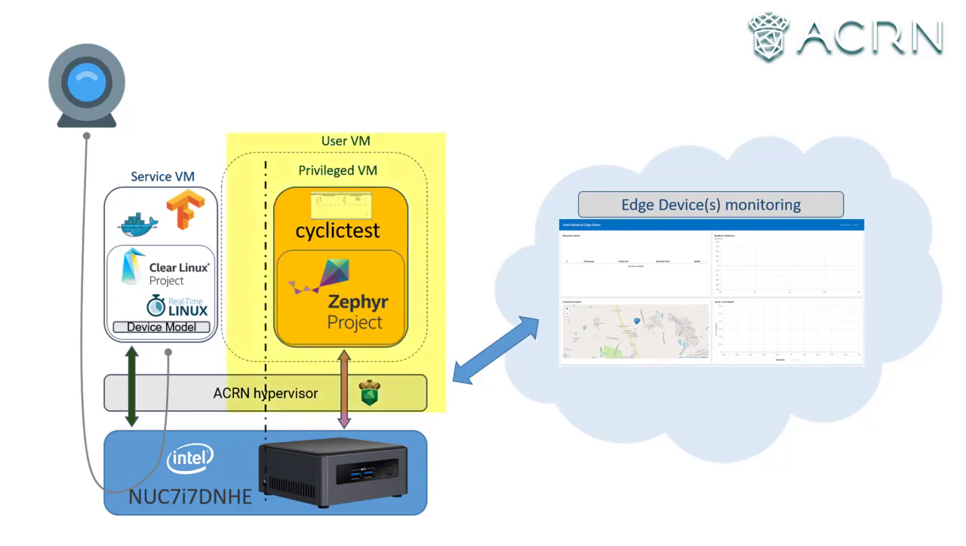Zephyr is running in a real-time virtual machine under the ACRN hypervisor. The real-time characteristics of the Zephyr VM are monitored by running the cyclic test benchmark inside it. Running concurrently on the same platform, but in a different virtual machine, is an object detection algorithm based on TensorFlow in a Docker container. The edge node is constantly analyzing a video stream, detecting various objects, and raising alerts when certain conditions are detected. Alerts are sent by the edge node to a back-end system in the cloud, along with a video snapshot of what happened leading up to the alert.